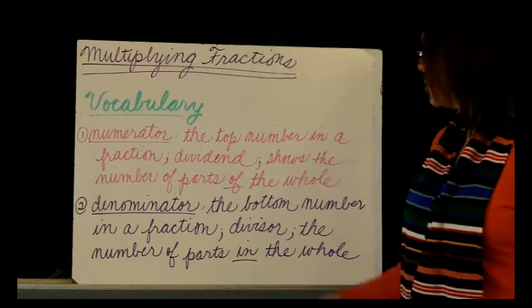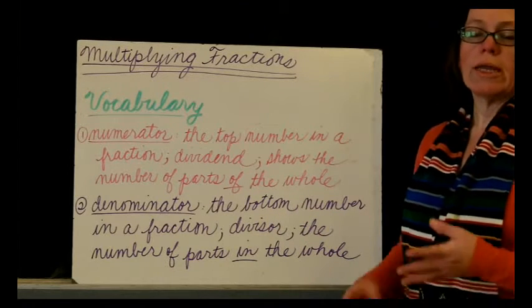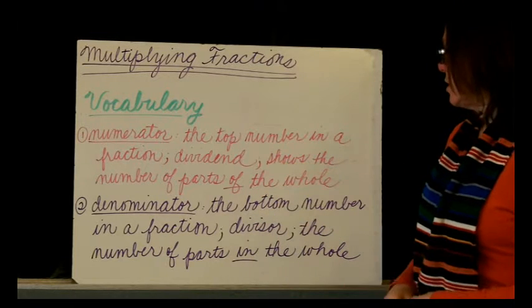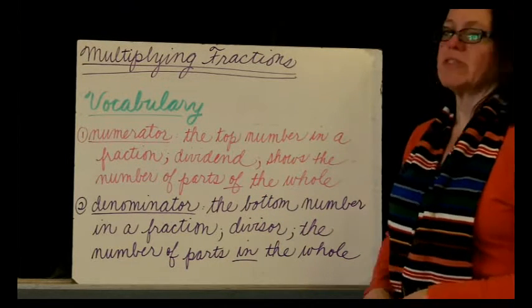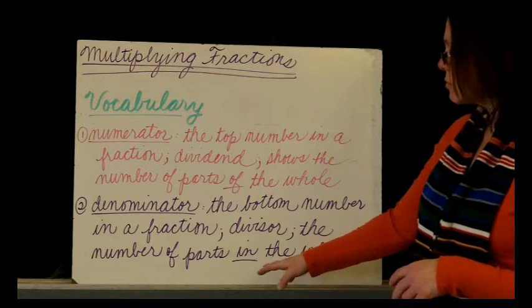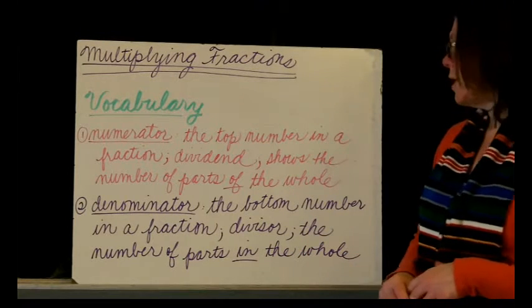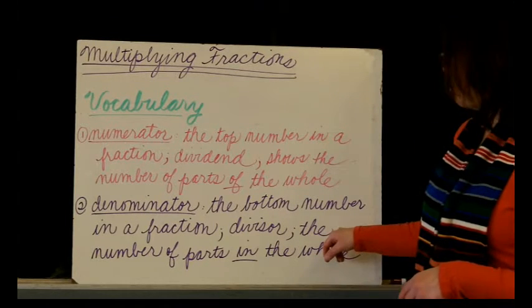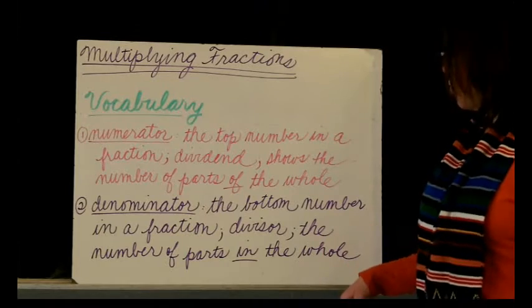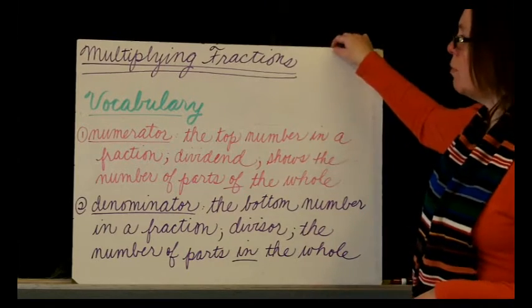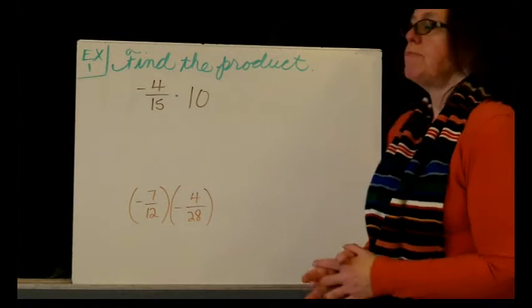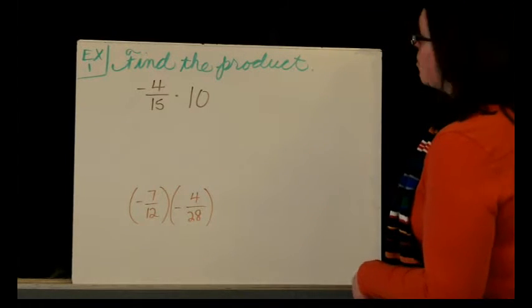The numerator simply is the top number in a fraction, and because fractions are division problems, the numerator is a dividend, and it also shows the number of parts of the whole that we are using. And the denominator is the bottom number in a fraction. That is the divisor. And the denominator shows the number of parts that are in the whole that we're dealing with. And we are going to be working with numerators and denominators as we work through our 4 examples for today.